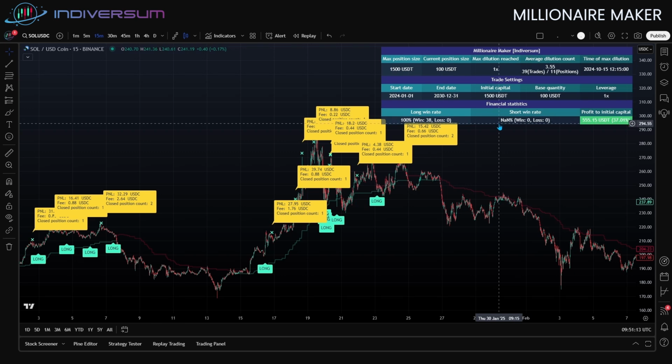Since no short trades were taken, it displays nan%. Profit to initial capital. This shows how much profit was generated compared to our starting balance. Here, the strategy made 555.15 USDT, which is a 37.01% return on the initial capital. By analyzing these numbers, we can better understand our strategy's past performance and optimize it for future trades.